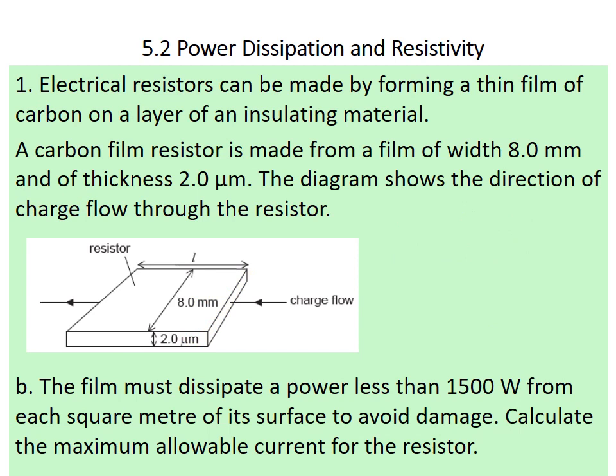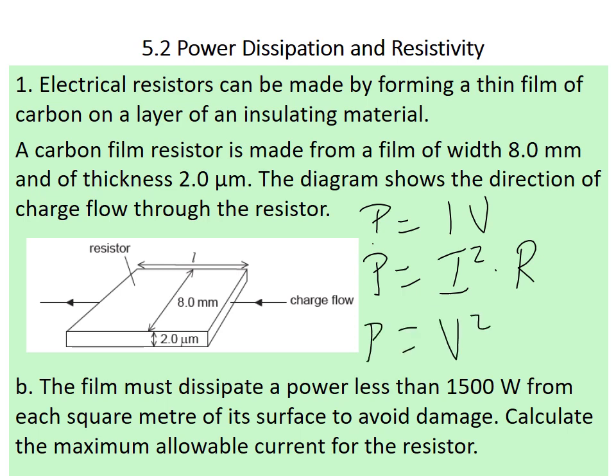For part B, the film must dissipate a power less than 1500 watts from each square meter of its surface to avoid damage. Calculate the maximum allowable current for the resistor. There are a few equations that we have for power. Power is I times V, or power equals I squared times R, or power equals V squared over R. So based on what we already have, which of these equations do you think will help you calculate the maximum allowable current for the resistor?